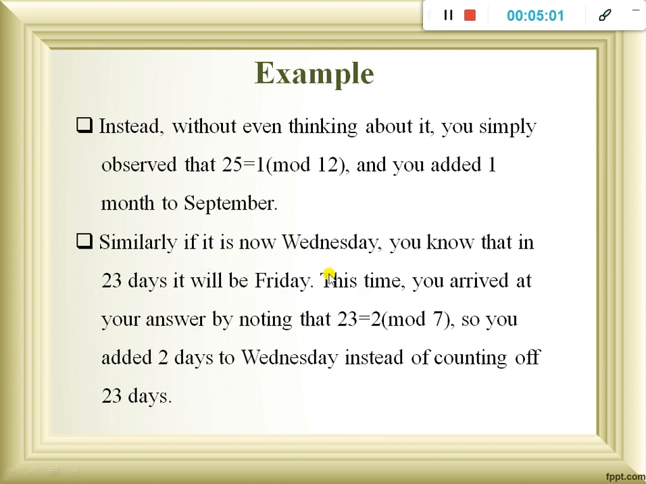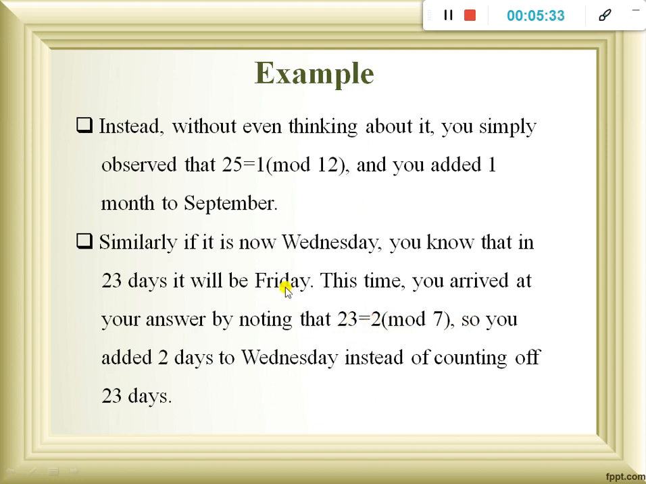if it is now Wednesday, you know that in 23 days it will be Friday. This time you arrived at your answer by noticing that. Suppose I am asking about the day, you just divide by 7 because per week we have 7 days. So in 23 how many sevens are there? After that, what will be the remainder? Using that, you just create this. So 23 is equal to 7 times 3, which is 21, right? The remainder will be 2.